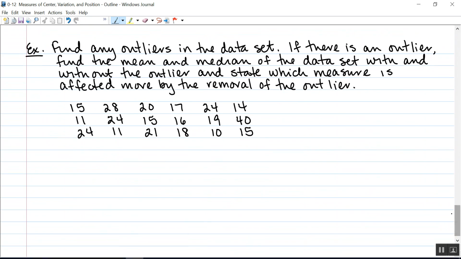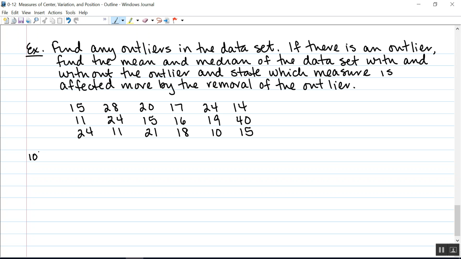So this says we need to find any outliers in the data set, and if there is an outlier, find the mean and median of the data set with and without the outlier and state which measure is affected more by the removal of the outlier. That's a little complicated. Let's just first find any outliers in the data set. So in order to do that, we need to line up all of these data values in order.